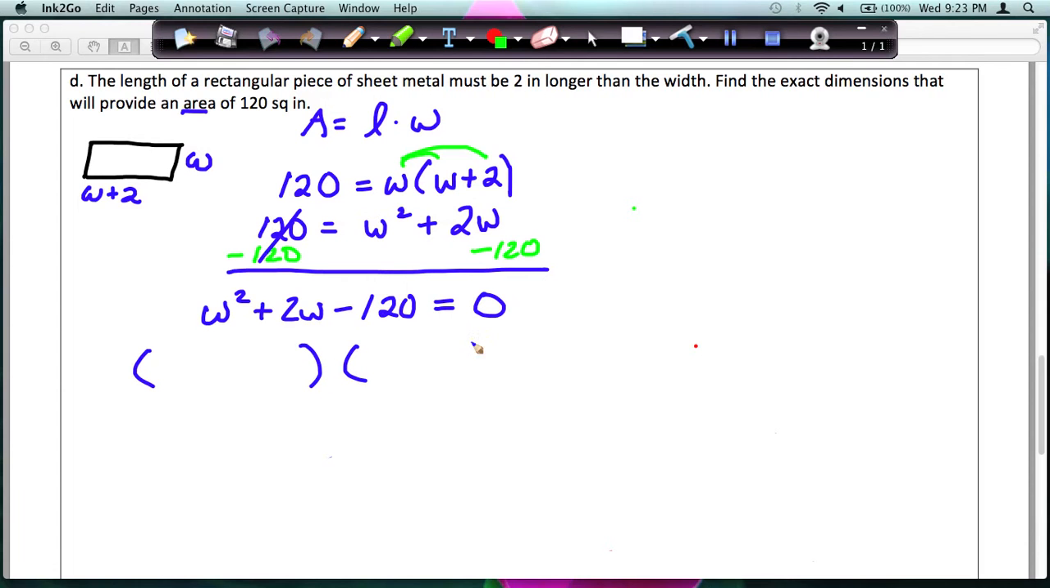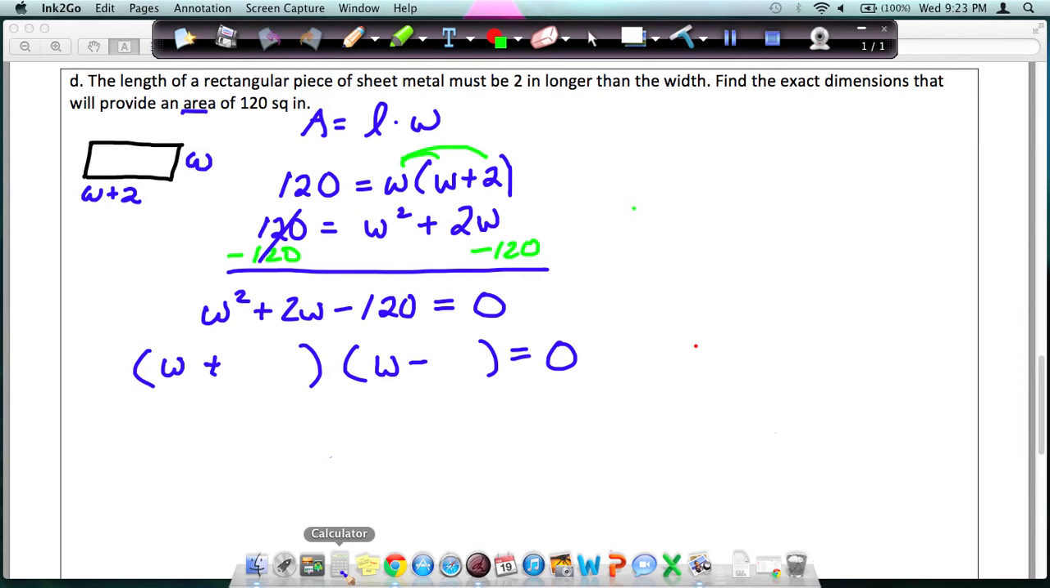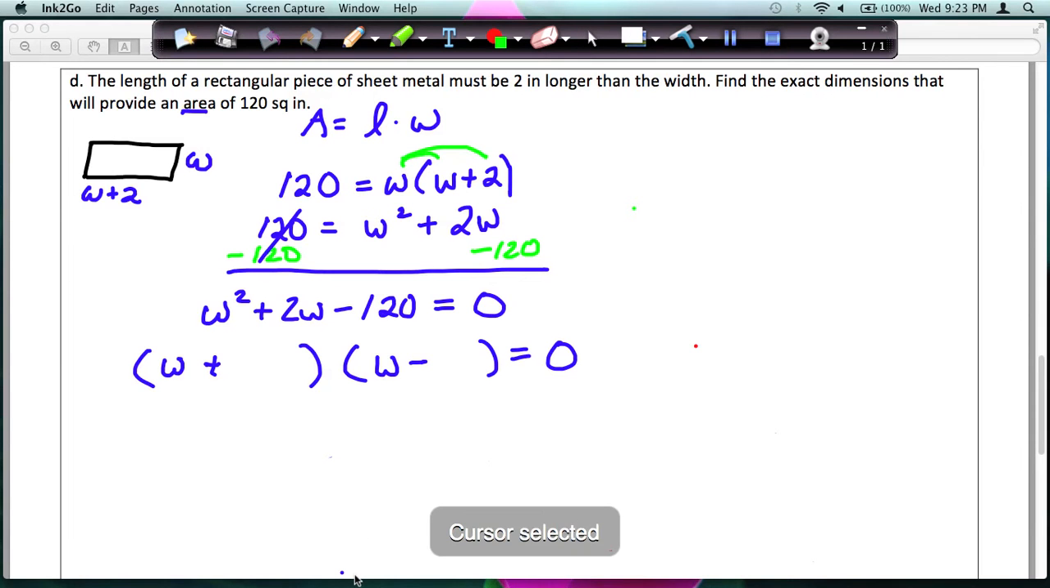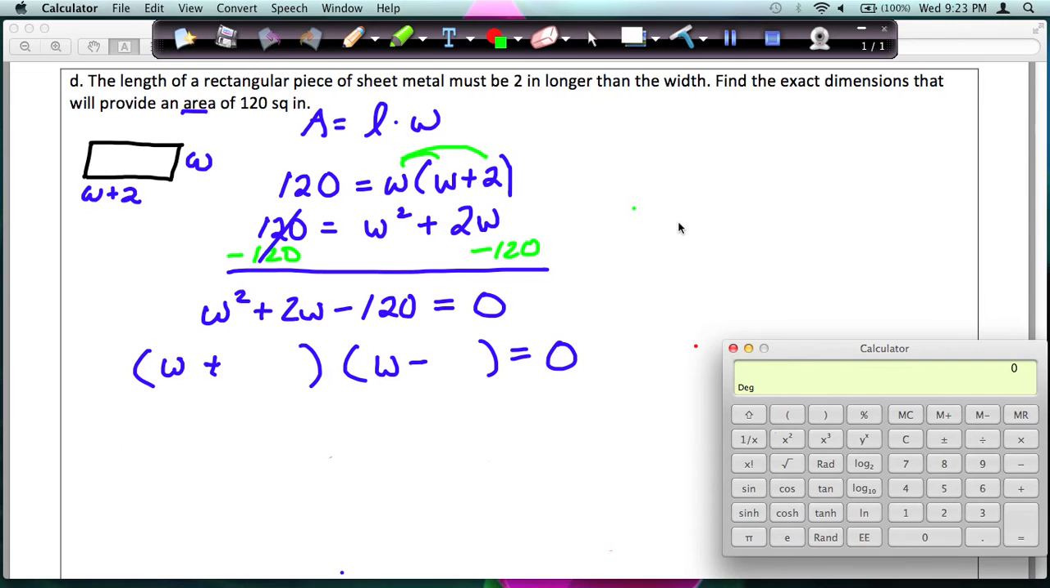Okay, so now we need to factor. The first term is W. I know my signs are opposite because it has to multiply to be a negative 120. So you need two numbers that multiply to be negative 120 and add to be 2. And so obviously would not start with dividing 120 by 2 because that's just too big of a gap, and you need it to add to be 2. So you can try different numbers. So you could try 120 divided by 4, and that's still way too different.